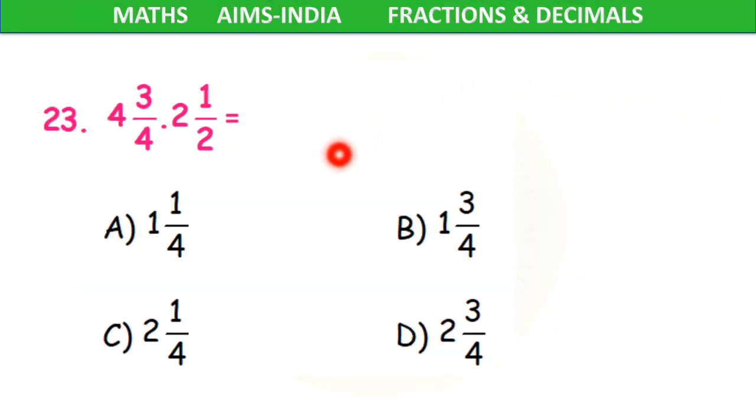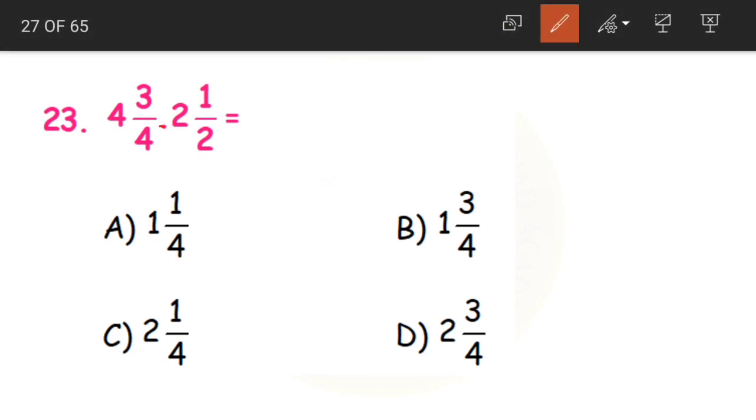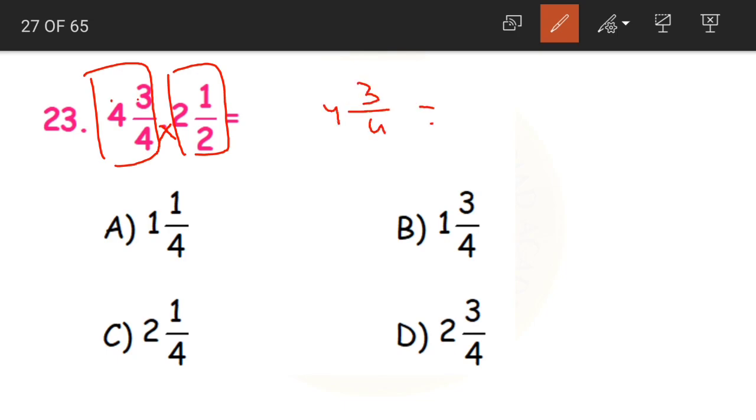Next question. 4 3 by 4 into 2 1 by 2. Here the dot is again nothing but our multiplication. Now how to multiply these two mixed fractions? First we have to convert them into improper fractions. Yes, the first one is 4 3 by 4. How do we convert, children?